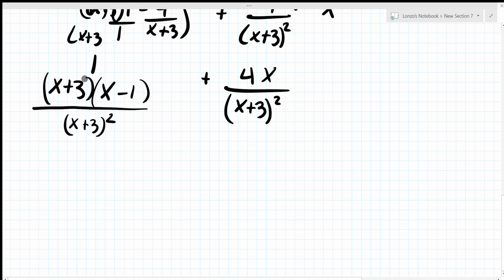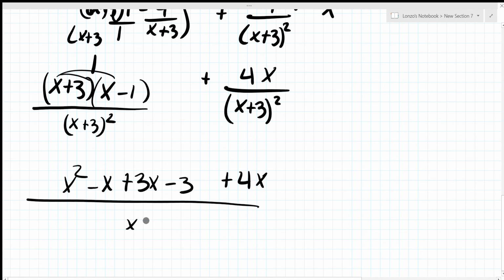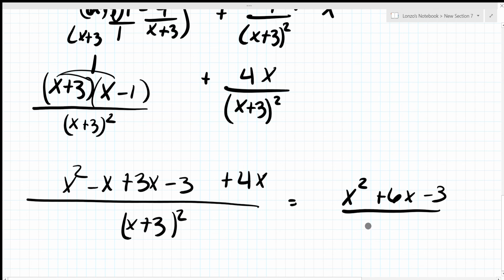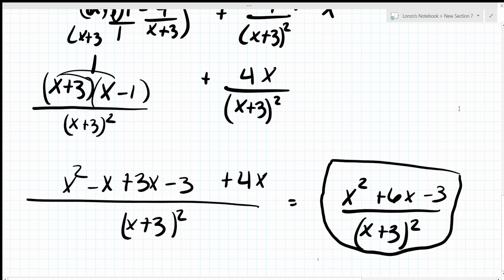When you FOIL this out, you're going to get x squared minus x plus 3x minus 3. And then don't forget this plus 4x, all over x plus 3 squared. And then when you clean it up, you're going to get x squared plus 6x minus 3 all over x plus 3 squared. So this is your final answer. This is the derivative of that. So let's do the last one.